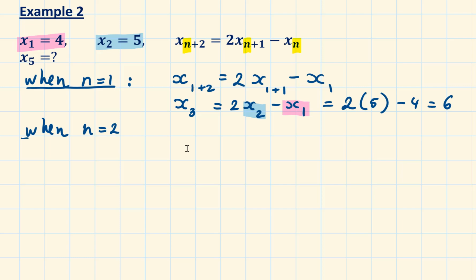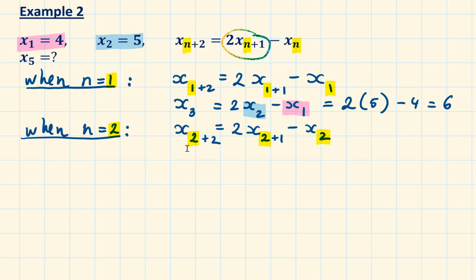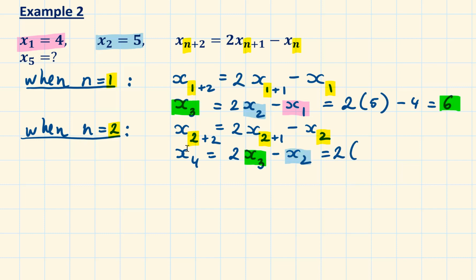When n is equal to 2, x_{2+2} is equal to 2x_{2+1} - x_2. Notice again the n has been replaced by 2. Notice that 2x_{n+1} is 2x_{2+1} this time, and the x_n became an x_2 because n is a 2 in this case. Simplifying this, x_4 is equal to 2x_3 - x_2 equals 2 times 6 minus 5 equals 7.